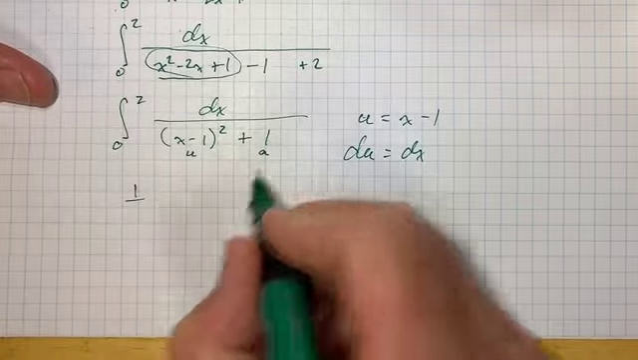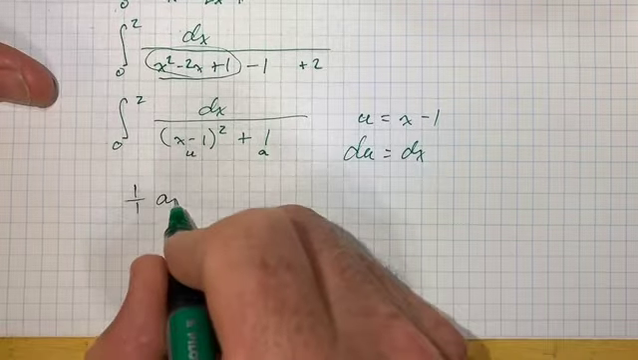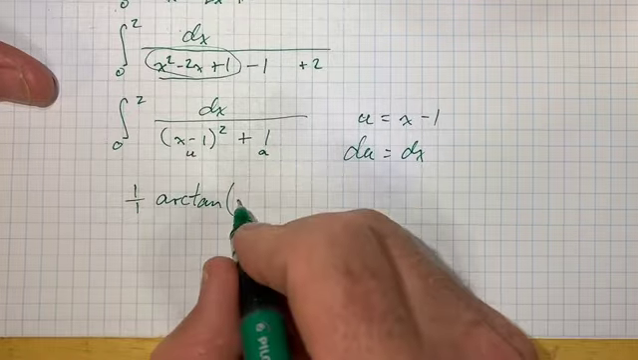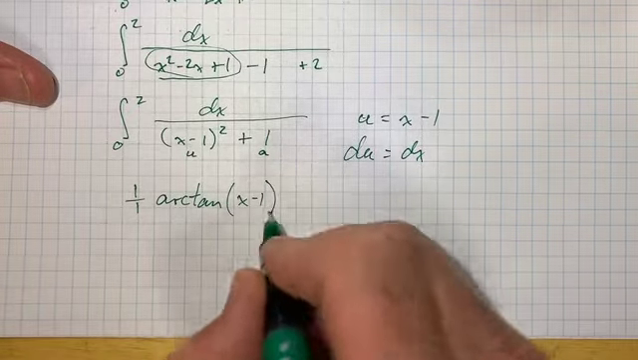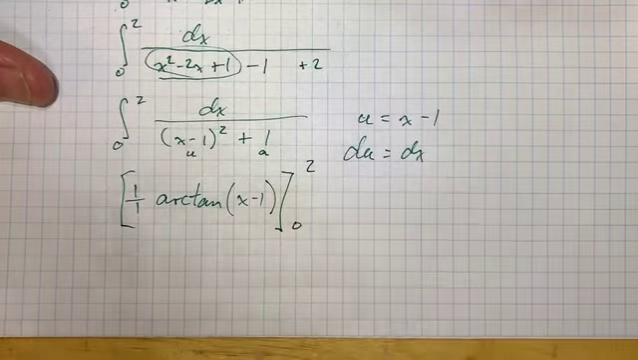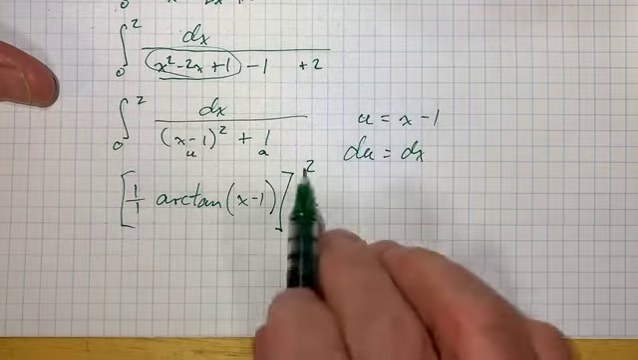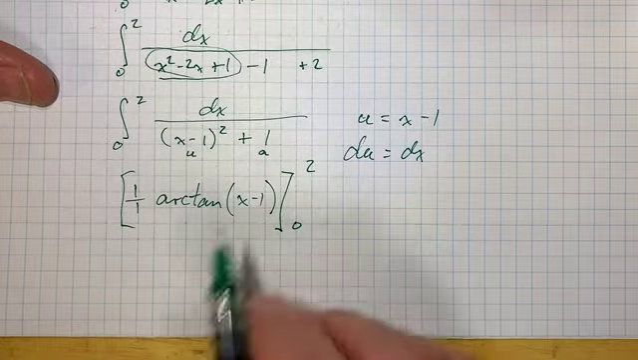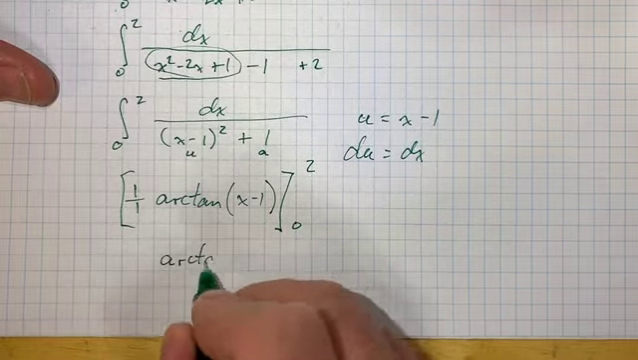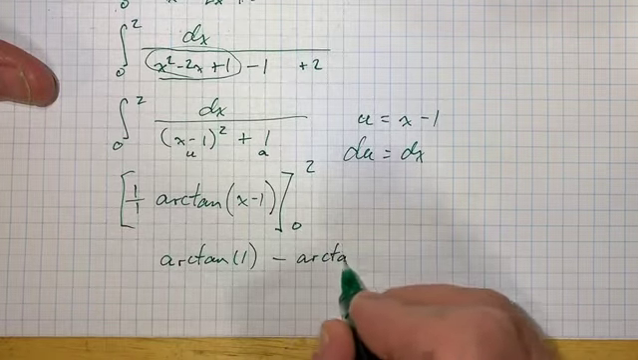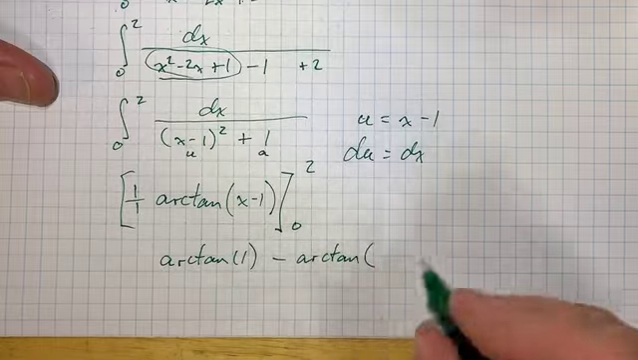I get 1/8 arctan of u over a. So it's x minus 1 over 1. And that's going from 2 to 0. Okay, now I can actually plug in 2, because look, I'm going to get arctan of 2 minus 1. So I'm going to get arctan of 1 minus arctan of, plug in 0, minus 1.